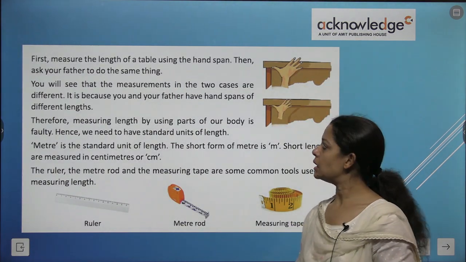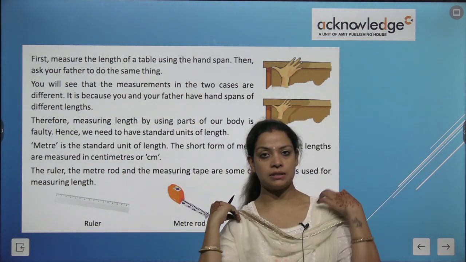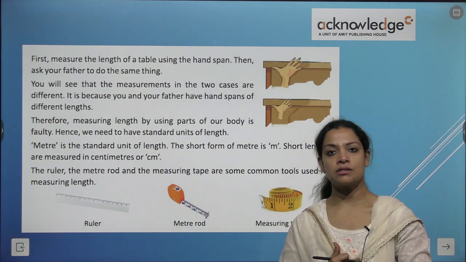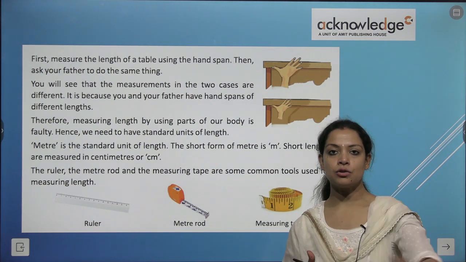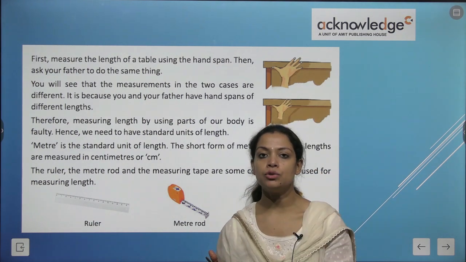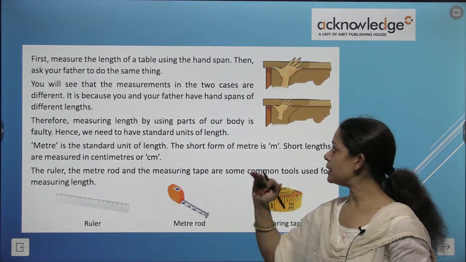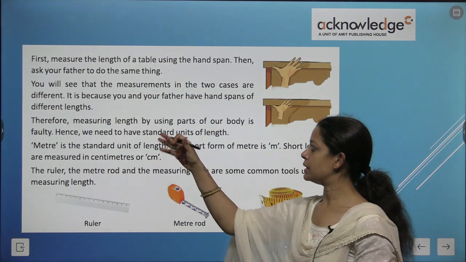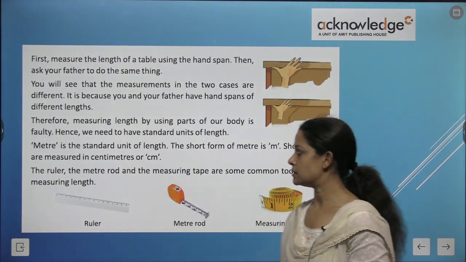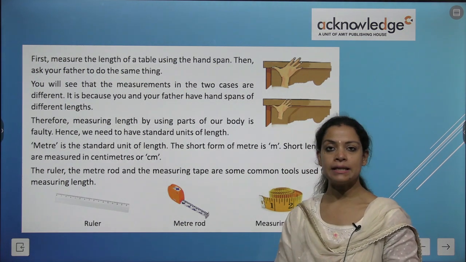Now first measure the length of a table using a handspan. Then ask your father to do the same thing. As I was telling you कि हर इंसान का height or body structure different है. So now if you ask your father to first measure the table by using handspan and then you do it, or then you ask a toddler to do it, you will see that the measurement in those cases are different because you and your father have different shape and size of hands. Therefore, measuring length by using parts of a body is a faulty matter.